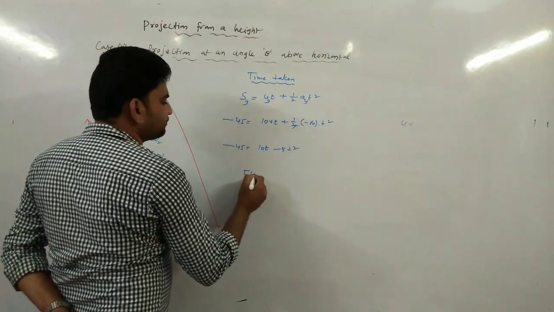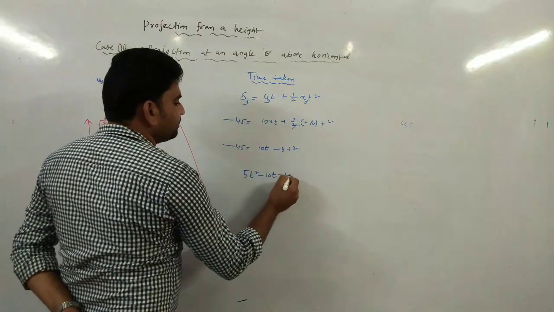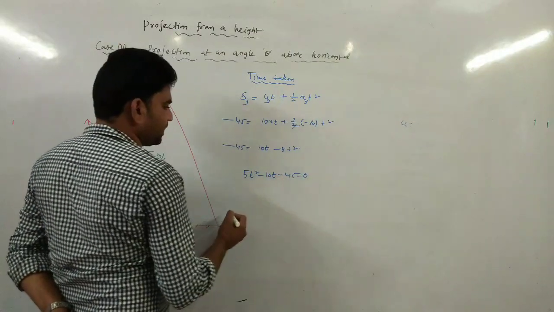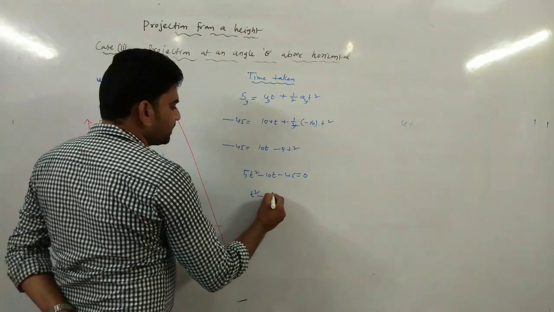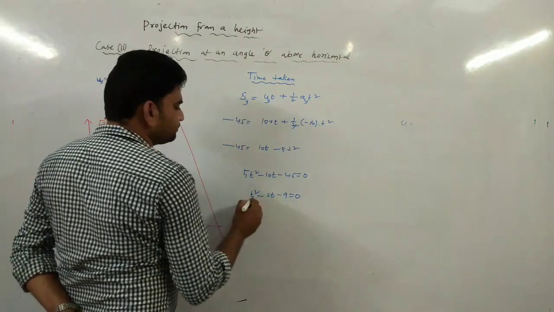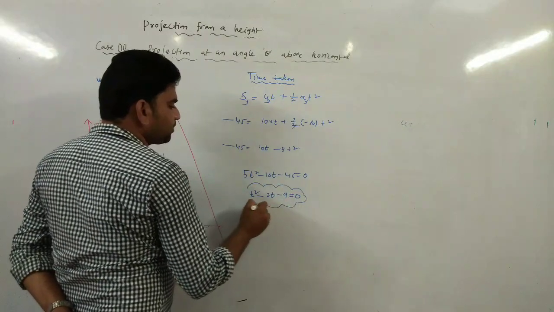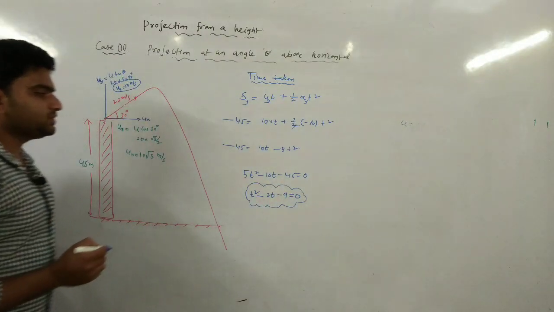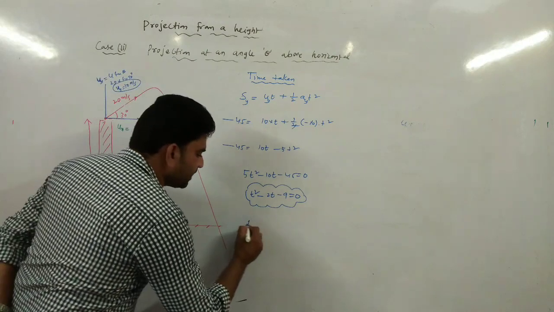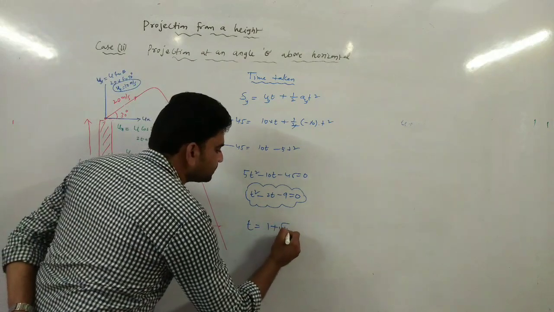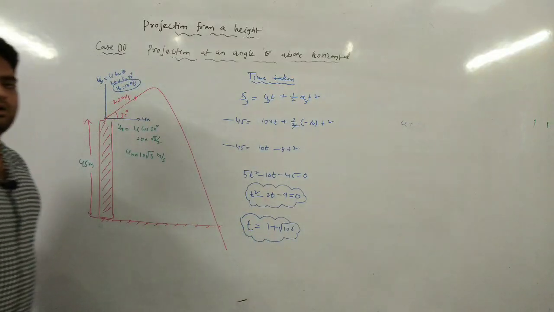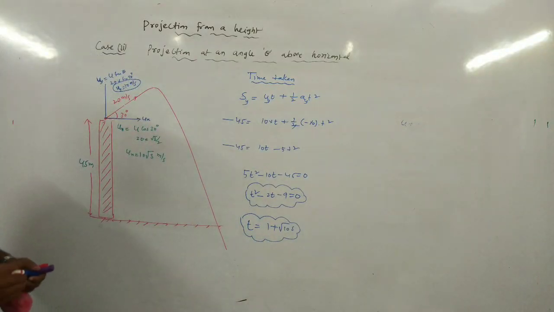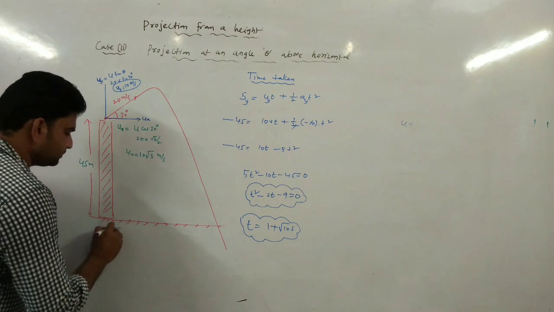Okay, from here minus 45 is equal to 10t minus 5t square. We can rewrite this as 5t square minus 10t minus 45 equals 0, and after simplification it can be written as t square minus 2t minus 9 equals 0. So this is a quadratic equation. If you solve this equation, you will get the t value as 1 plus root 10 seconds. You can try it once, you will get t as 1 plus root 10 seconds.